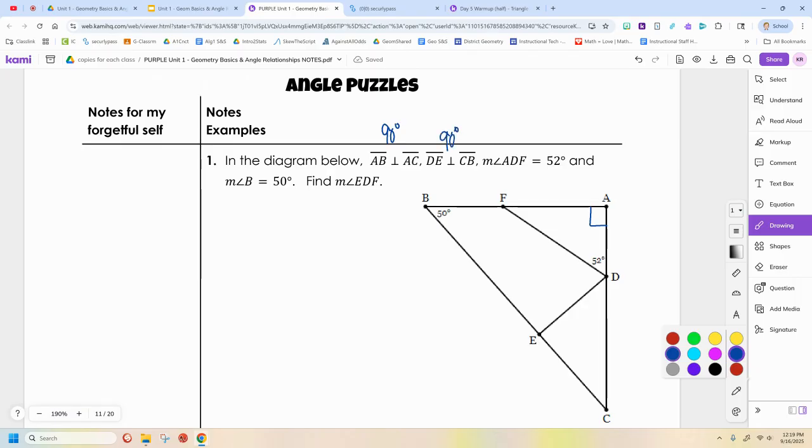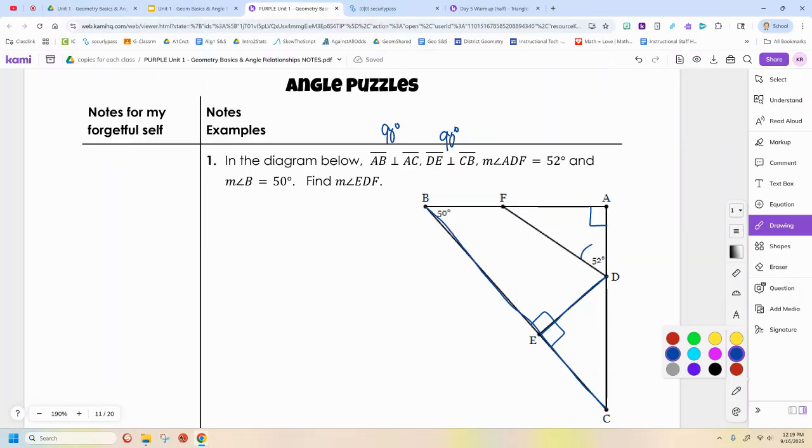Now we got DE is, what's that symbol? Perpendicular to CB. So be careful. DE is perpendicular to CB. So this intersects with this, right? Here. So I can put right angle markers on both sides. I typically do that. Am I done reading the problem yet? No. Oh, gosh. Okay. Then it says the measure of angle ADF is 52.